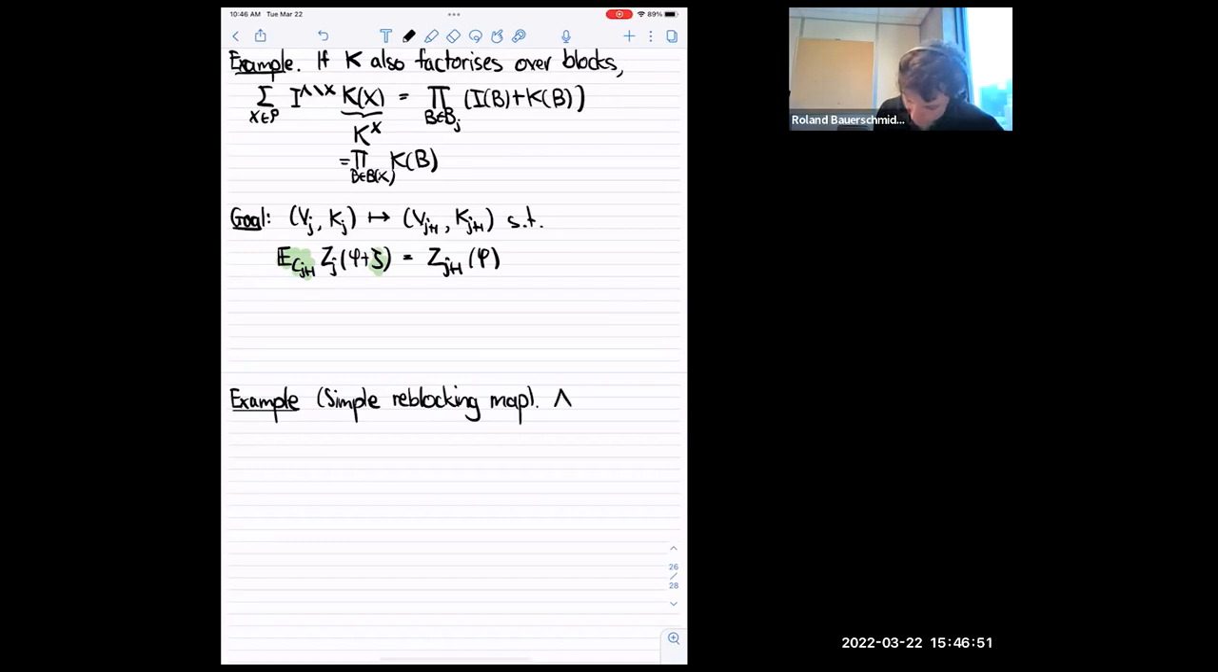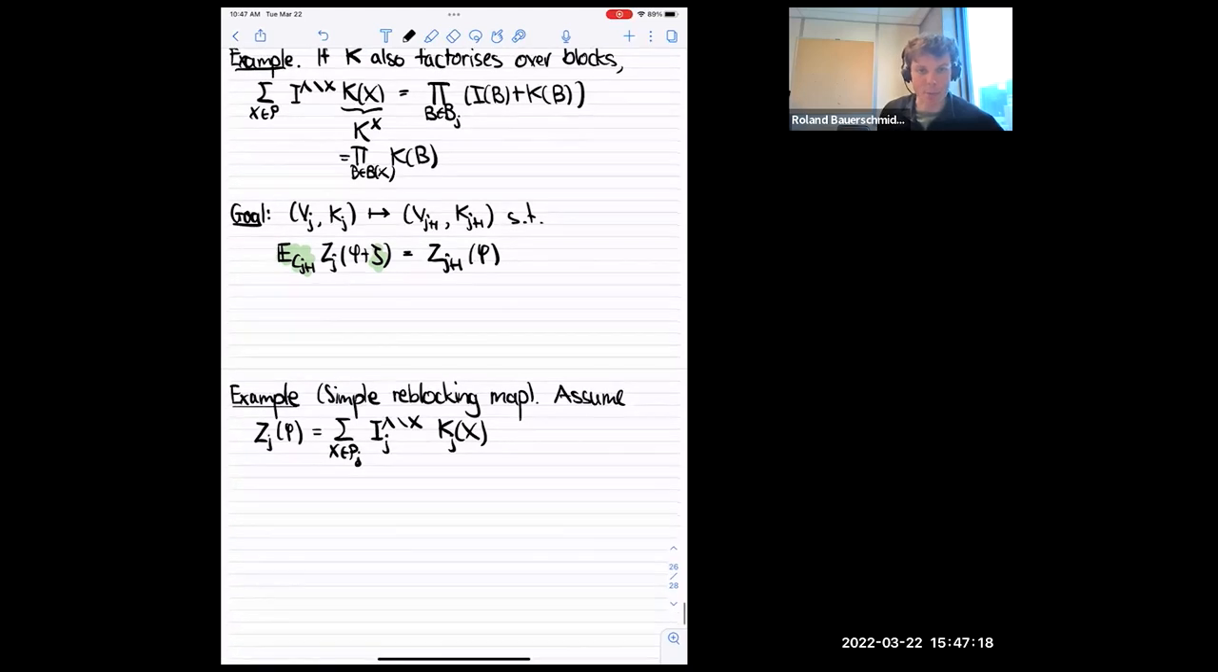So we assume that the Z_j of phi is given as above. And again, let me ignore the E_j. So it's a sum over polymers P_j, so sets of blocks, I to the lambda take out X, K of X. And K has the component factorization property.